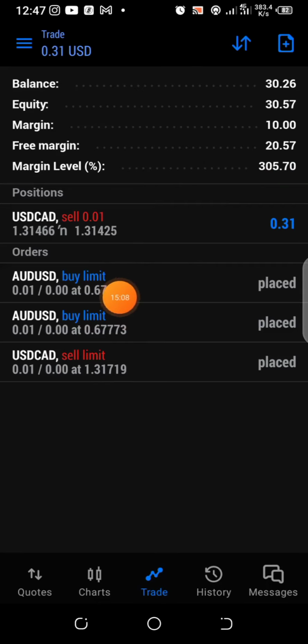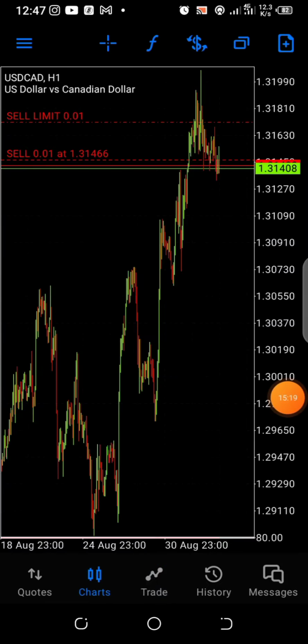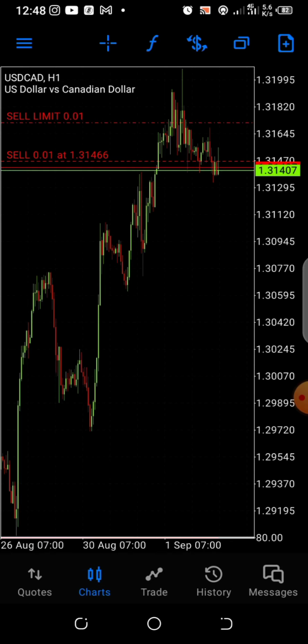Everything I'm going to be trading with is going to be 0.04. So you can see this 0.01, another buy limit is here, buy limit is here. So let's see what the outcome of this will be. I have many things to do right now, and I want to attend to them. So let's see how it goes.